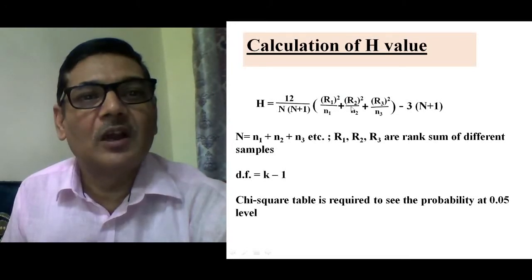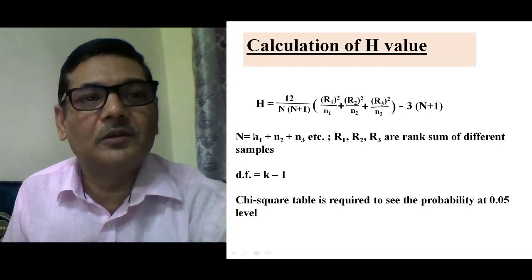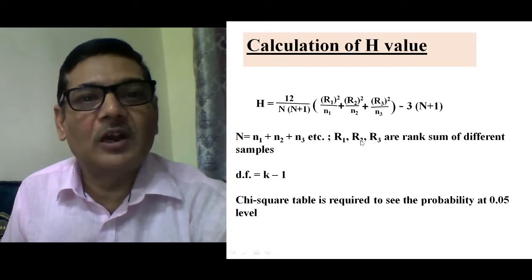plus R2 square divided by N2, then R3 square divided by N3. So for all such samples, their rank sum will be taken, squared, and divided by the number of cases present in that particular sample, minus 3 into capital N plus 1. And as I just said, capital N will be equal to N1 plus N2 plus N3, meaning all the cases of the total samples, and R1, R2, R3 are the rank sums of different samples.